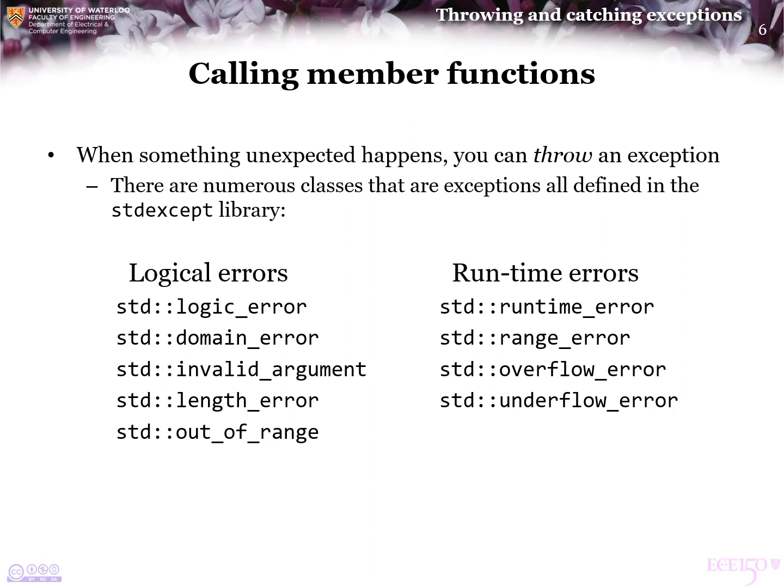So a logical error may be something such as a domain error. The argument is wrong, or simply an argument is invalid, or the length of an array is the wrong size. Runtime errors, however, tend to be something that you may not be able to determine that there was a problem initially, such as overflow or underflow in a calculation, or perhaps that the output is not in the actual expected range. However, you don't have to understand each of these.